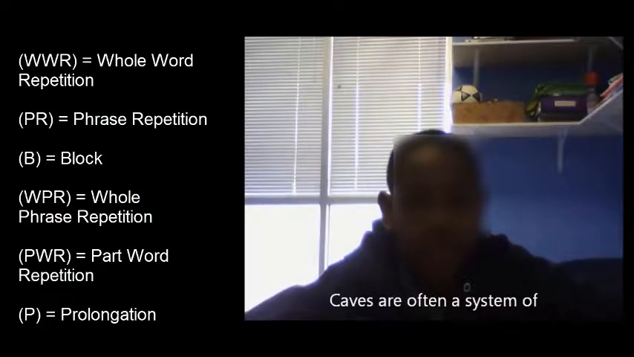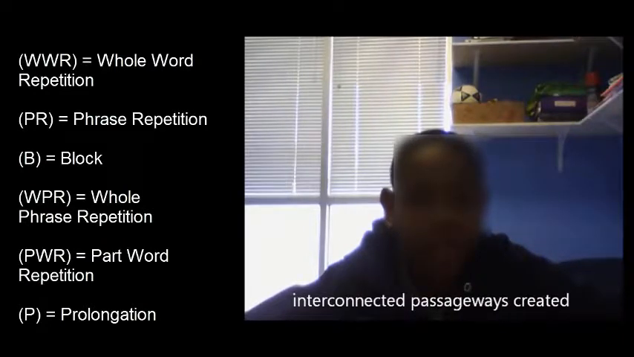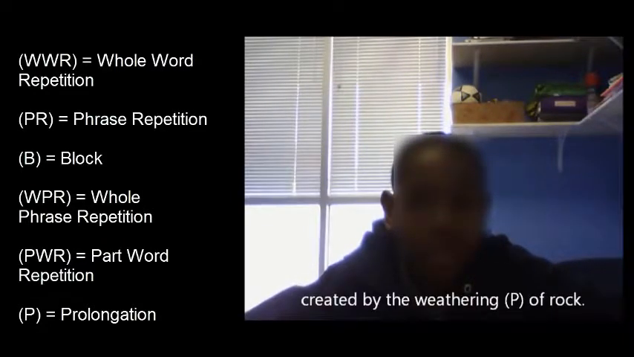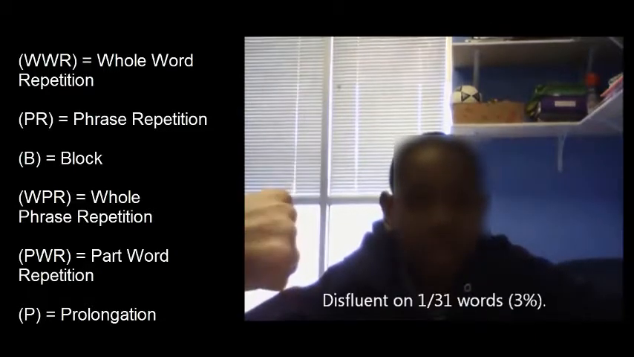A cave or cavern is a naturally occurring area or space under the surface of the earth. Caves are often a system of interconnected passageways created by the weathering of rock. Whoa!